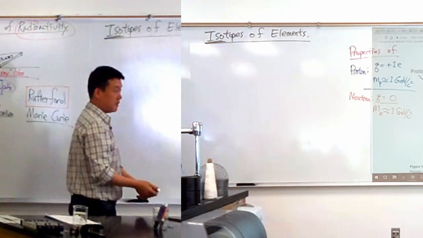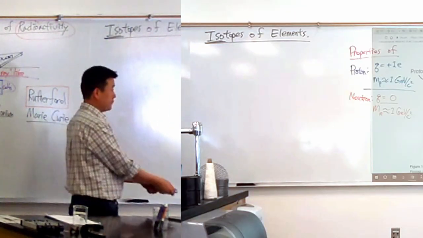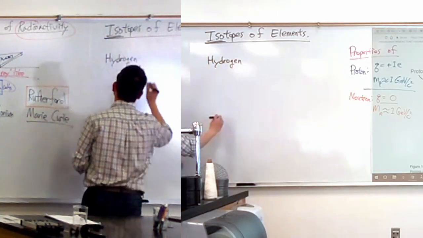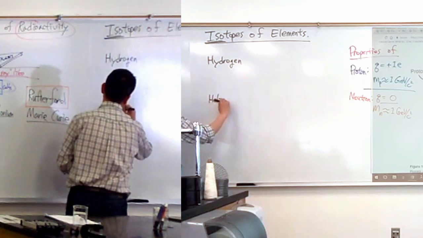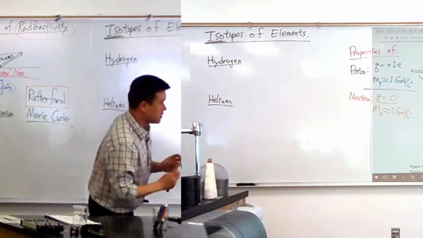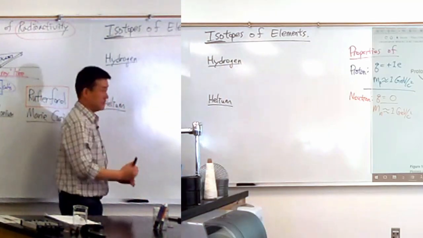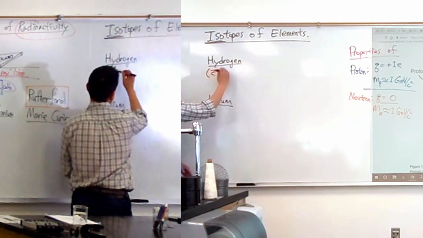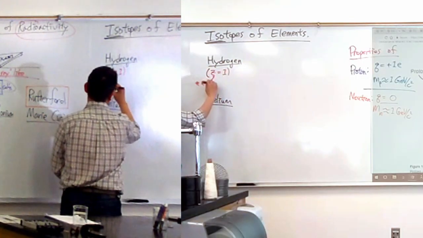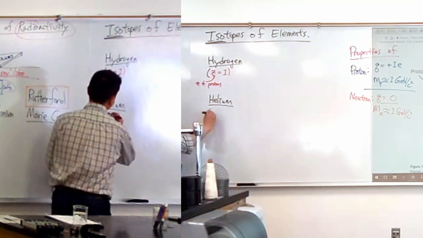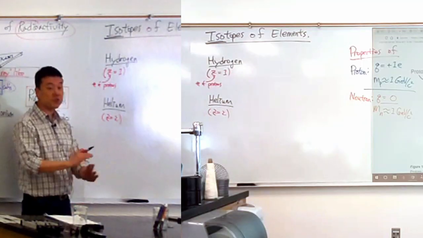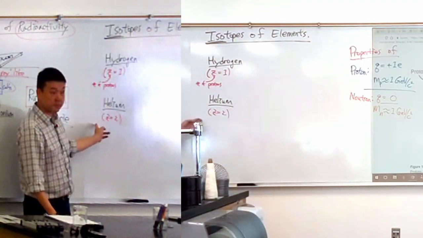So elements are things like hydrogen and helium. Hydrogen is an element, and helium is another element. And what makes them distinct elements is their distinct values of Z. With hydrogen, Z is equal to 1, and what this really is, is the number of protons. And with helium, Z is equal to 2. And this determines all the chemistry that occurs with these elements.